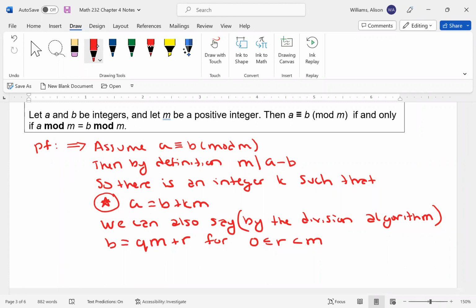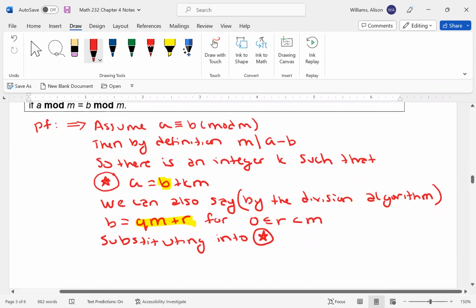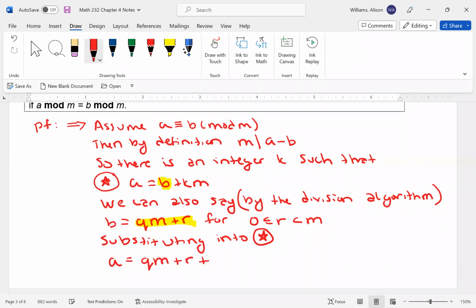Okay, here we go. Substituting what we just did into the star above. So I'm going to substitute this into b right there. That's going to give me a equals qm plus r plus km, which equals q plus k times m plus r. So I'm grouping these two together, factoring out the m.